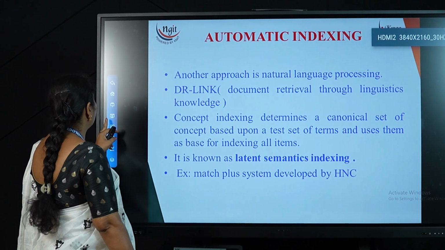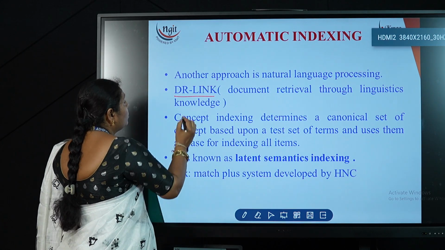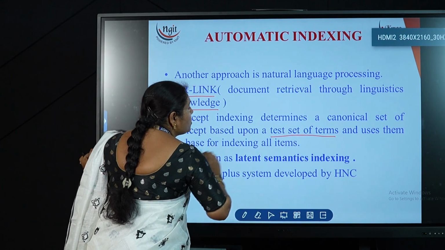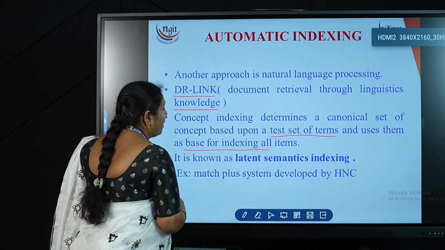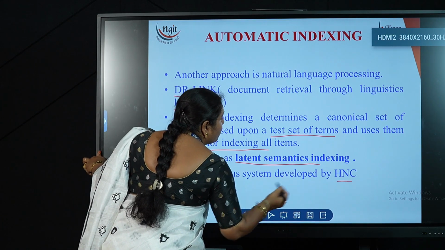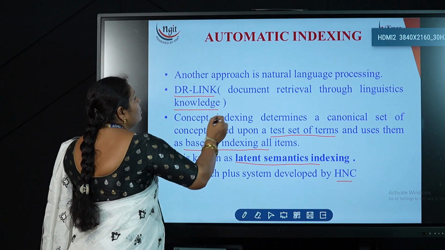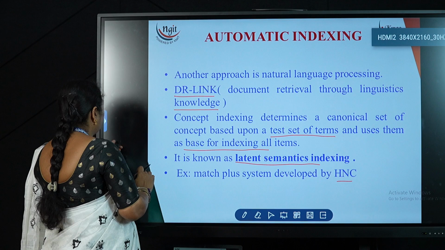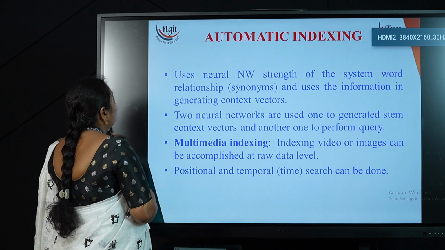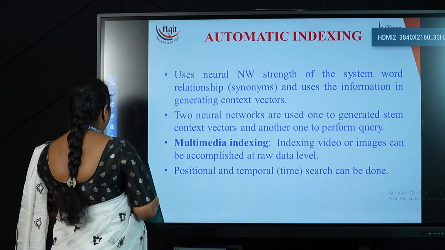One more approach is DR link, document retrieval through linguistic knowledge. By the name itself, it is based on the set of terms you are using and how many terms have to be indexed. It is also known as latent semantic indexing, and it was developed by HNC. Here I don't calculate any frequencies or weightage directly. According to the retrieval, some knowledge about those terminologies we have to retrieve. It uses neural networks in order to strengthen the system.